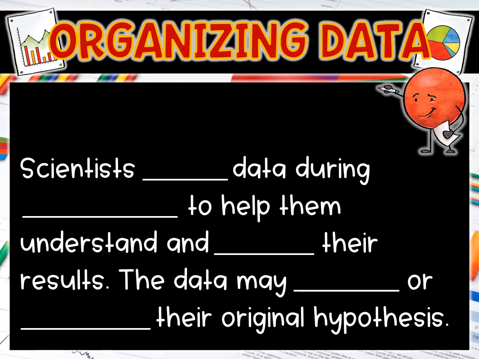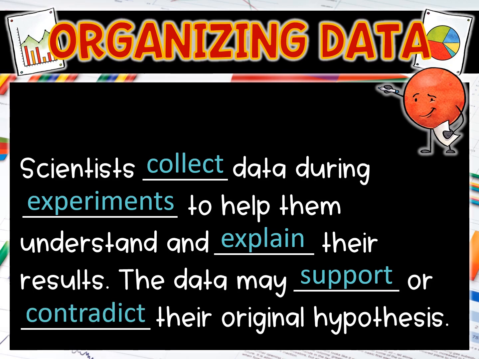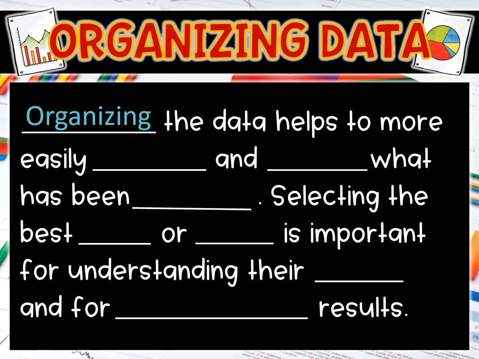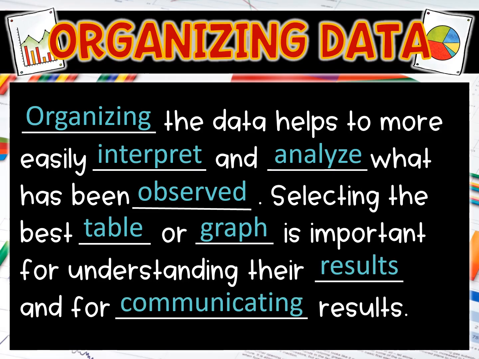So, organizing data. Scientists collect data during experiments to help them understand and explain the results. The data may support or contradict their original hypotheses. Organizing the data helps to more easily interpret and analyze what has been observed. Selecting the best table or graph is important for understanding their results and for communicating results.